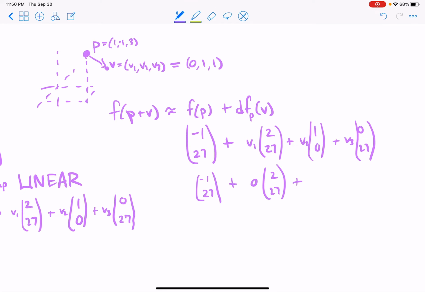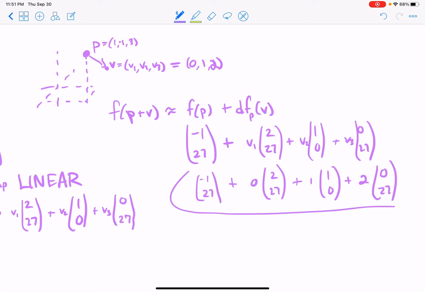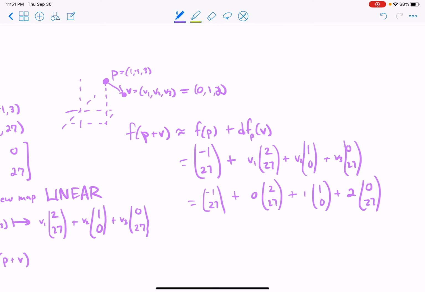And then what's my second movement vector? A 1 times 1, 0, and a 1. Okay, let's make this more interesting. 2 times 2, 27. And I add these up. I linearly combine them. And I get my approximation for f at this nearby point, a point nearby to my original point P.